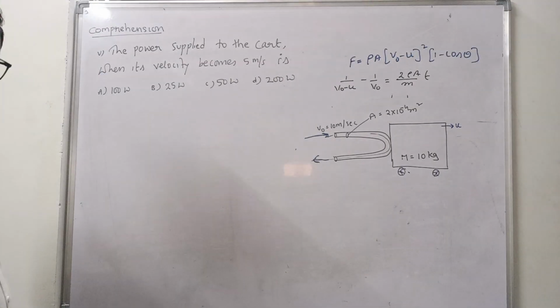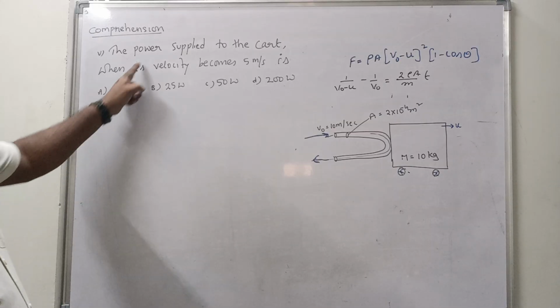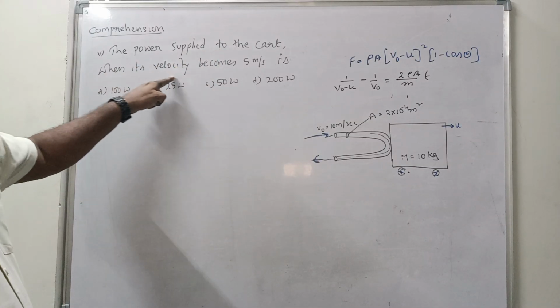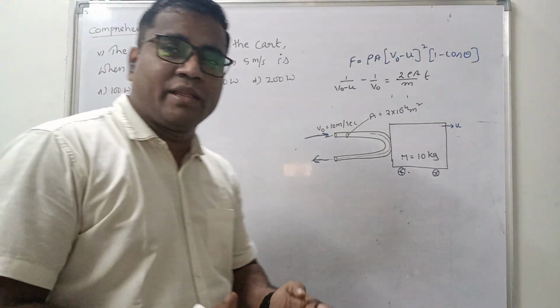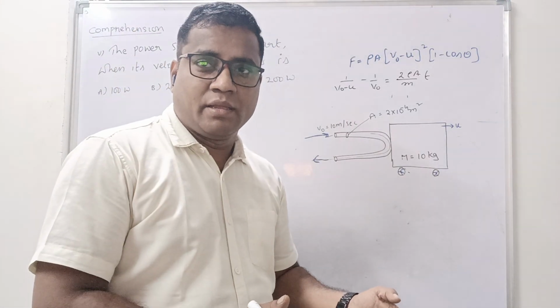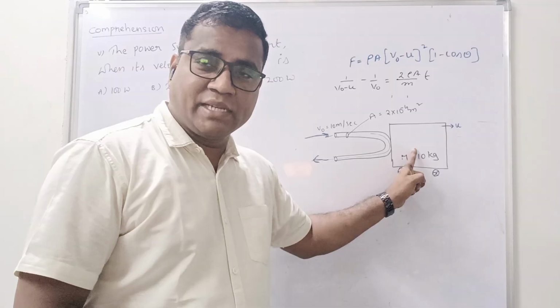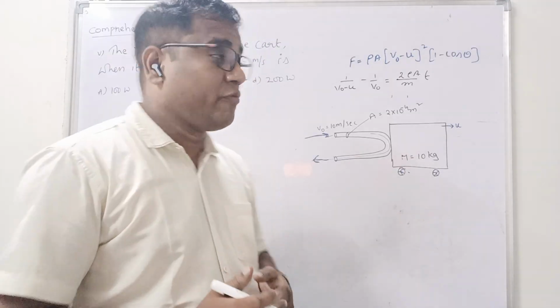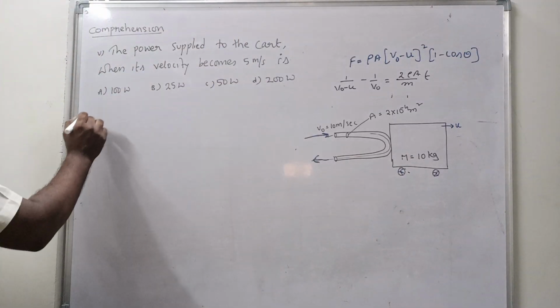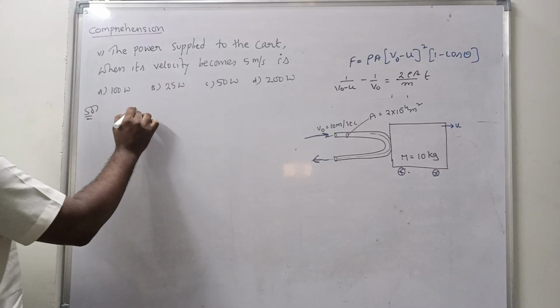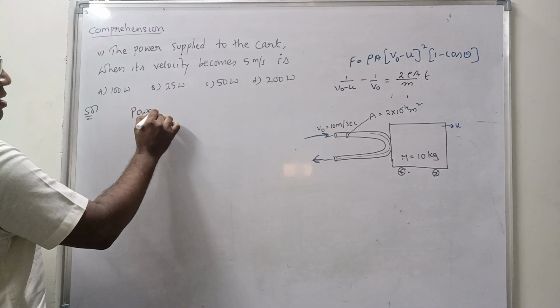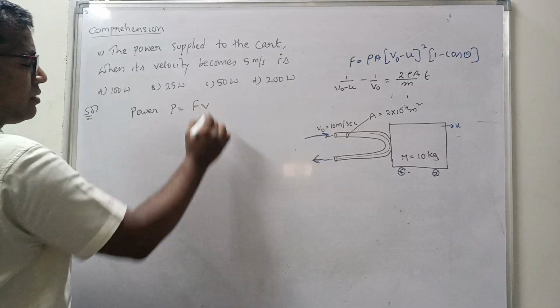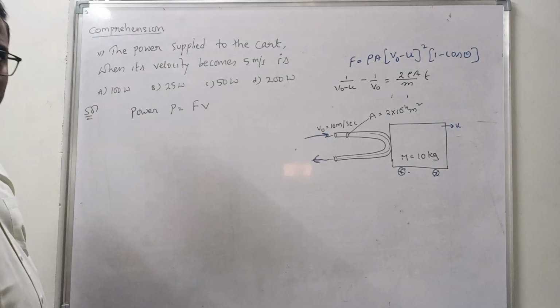See this question. The last question based on this concept is saying the power supplied to the cart when its velocity becomes 5 meters per second. That means when the cart velocity is 5 meters per second, he is asking how much power is supplied. So we know the power formula. Power P is equal to F into V.